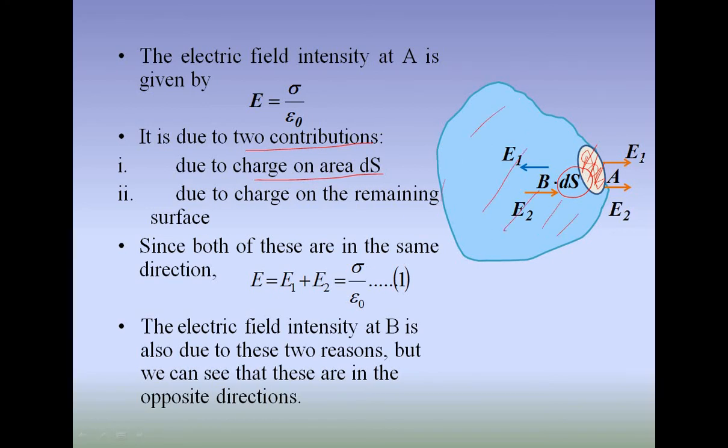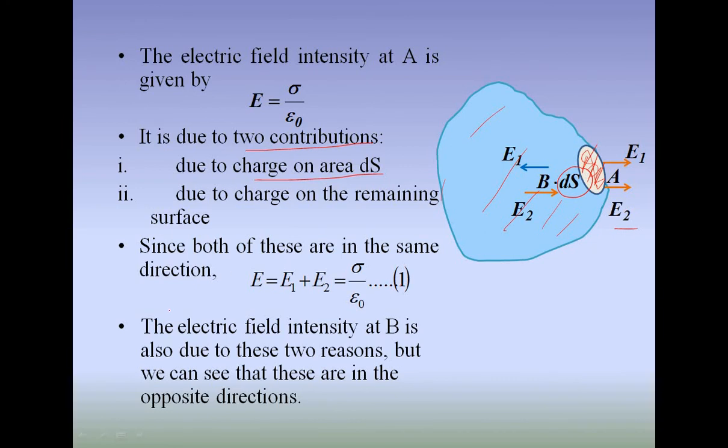Okay, so due to this surface the electric field will be outward normal, and due to this remaining surface the electric field will be outward normal. So both electric field directions are in the same direction. So the electric field can be written as E1 plus E2. This is equal to sigma by epsilon naught.